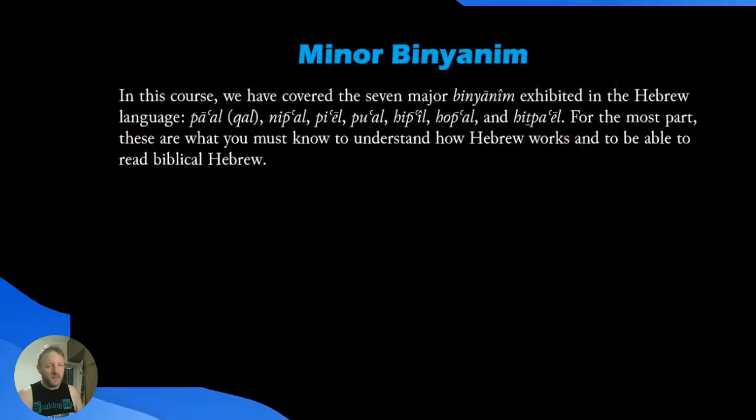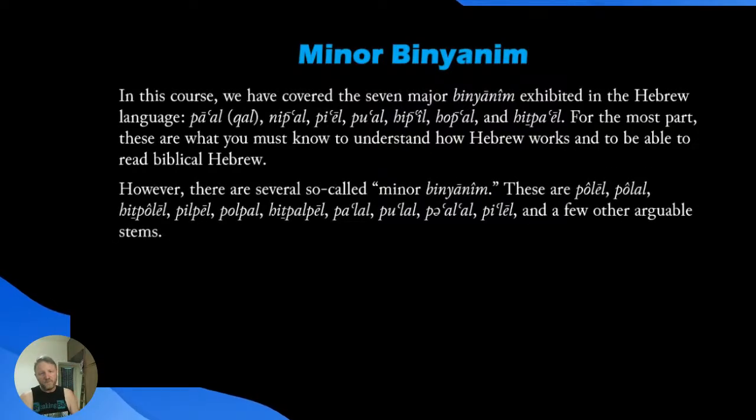So the minor binyanim. When we get into the uses of ki, we're just going to look directly at what's written in the book and make that as simple as possible. So in this course, we've covered the 7 major binyanim that are exhibited in the Hebrew language. Those are pa'al, nif'al, pi'el, pu'al, hif'il, hof'al, and hitpa'el. That's it. Those are the 7. For the most part, these are what you must know to understand how Hebrew works and to be able to read biblical Hebrew. That's what you need, basically.